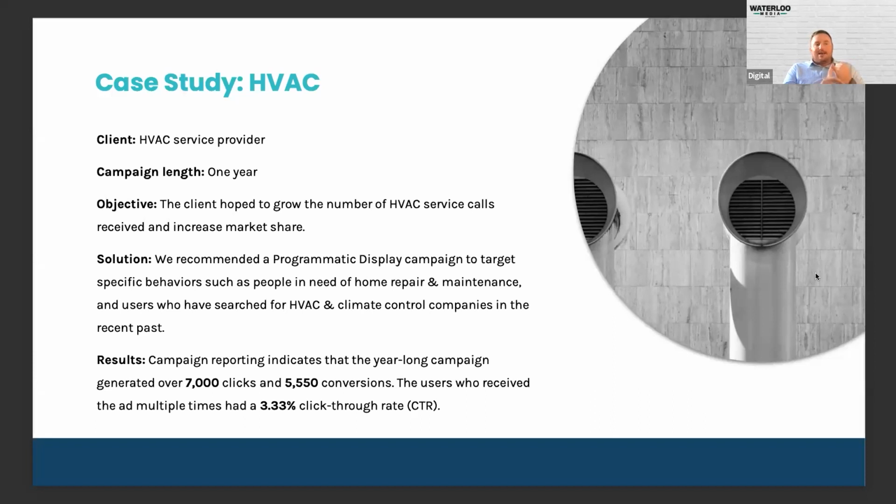and we were even able to track people who have seen an ad prior, how well they engaged the second time they saw an ad, and that was 3.3% click-through rate.